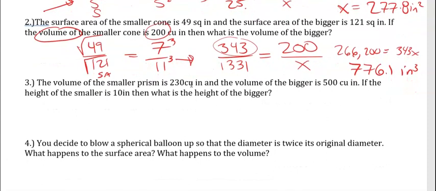Okay, on this one, Henry, what is the ratio that they gave us both the numbers for? The volume of the smaller is 230. The volume of the bigger is 500. If the height of the smaller is 10, then what's the height of the bigger? What are they giving us both the numbers for? Volumes, sides, or surface areas?